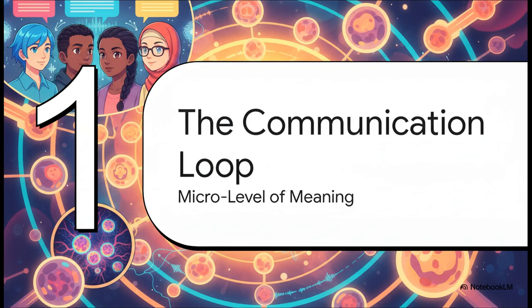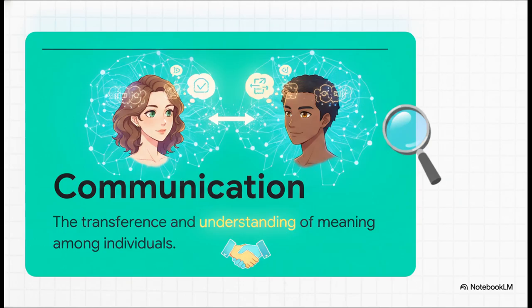All right, let's jump right into Section 1, the communication loop, or the micro level of meaning. To really understand the whole machine, we first need to zoom all the way in and look at the microscopic unit of human interaction. Communication is officially defined as the transference and the understanding of meaning among individuals. And honestly, the absolute key word there is understanding.